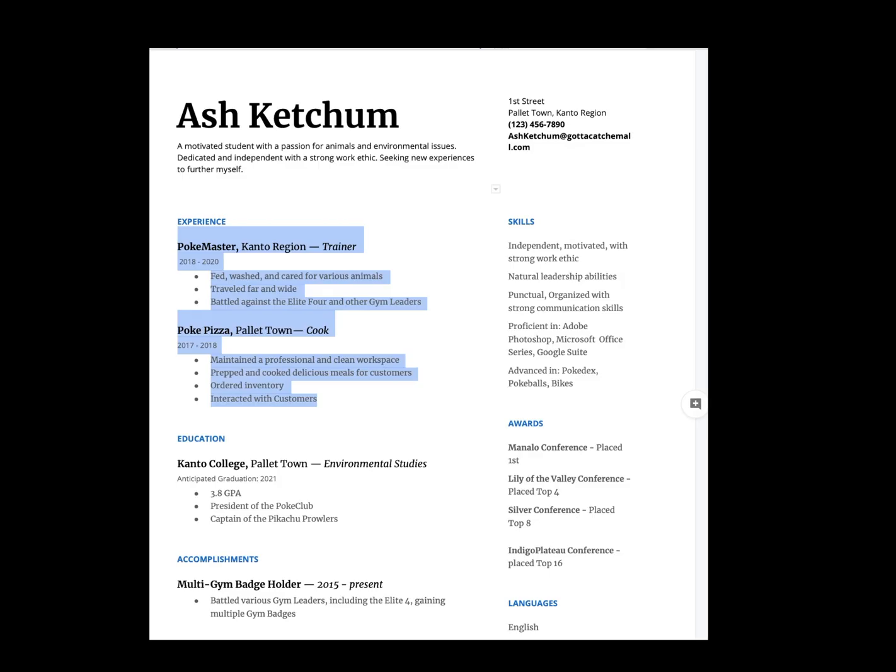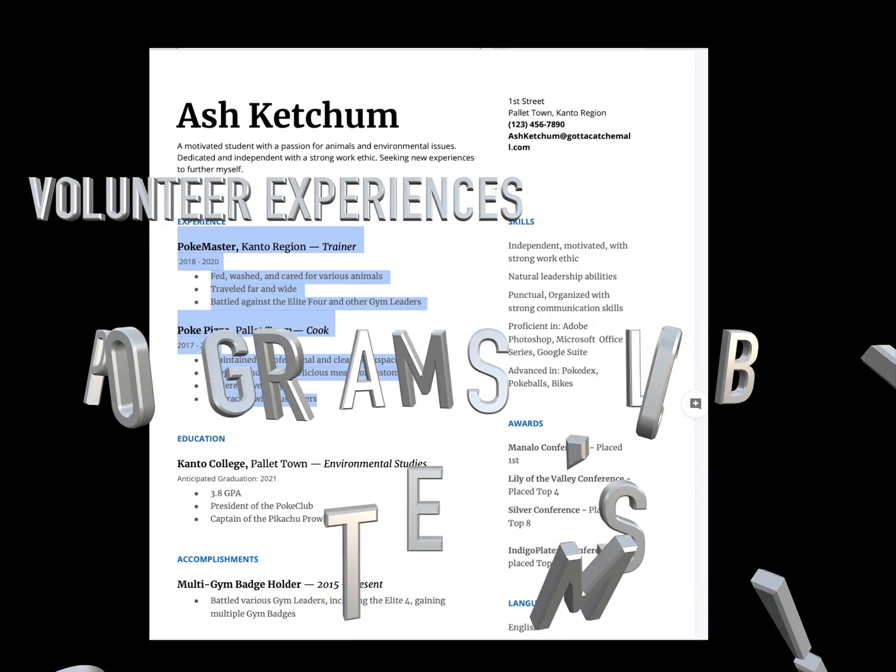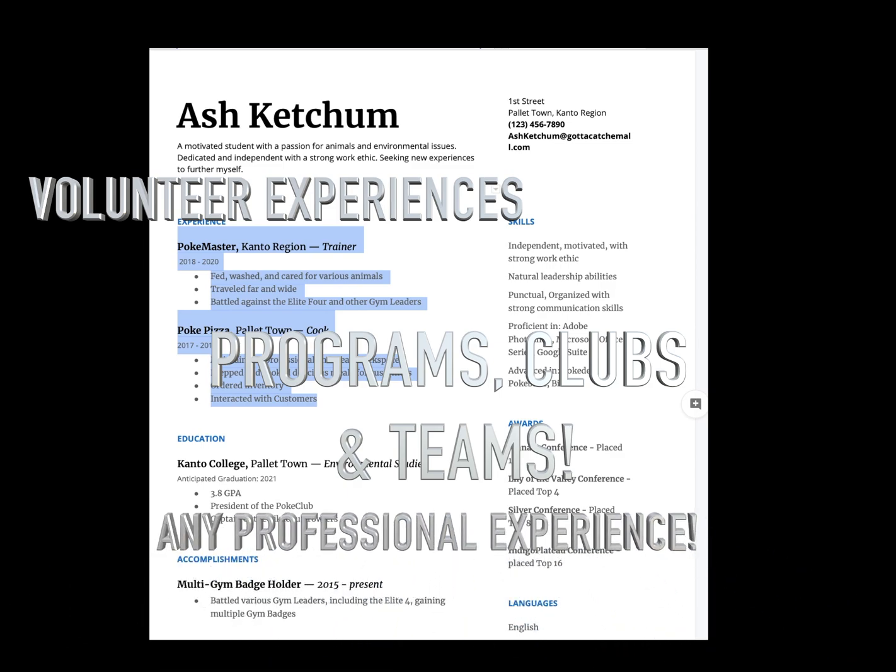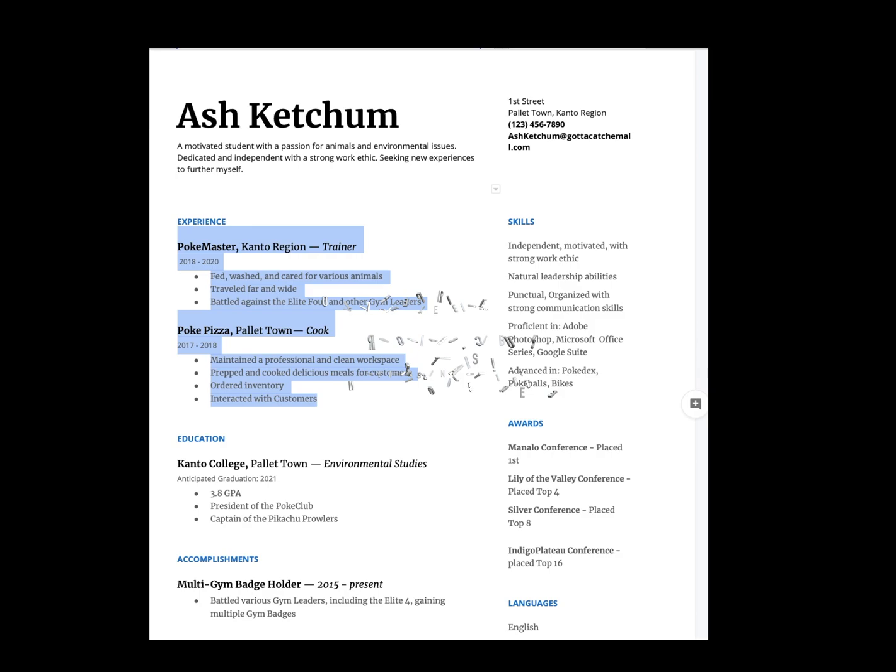The next section of your resume is the experience section, which is highlighted on your screen. This section is going to be the bulk of your resume. It should list any experiences that showcase any professional skills you have. This means that you do not need to list only jobs, but you can also list volunteer experiences, programs you're a part of, teams that you have leadership positions on, and any opportunity that showcases your ability to be a great professional in that field.